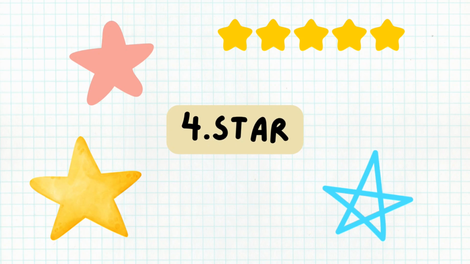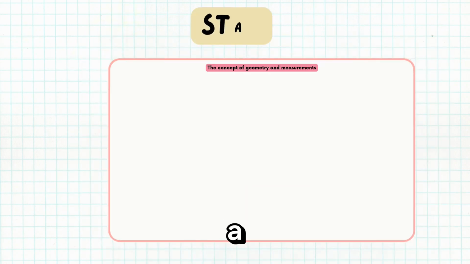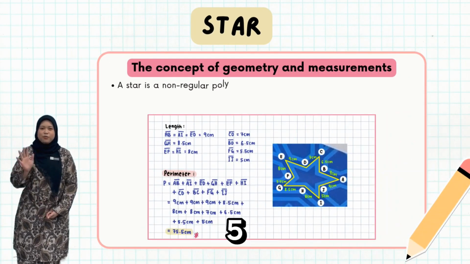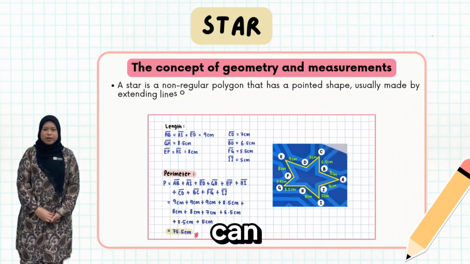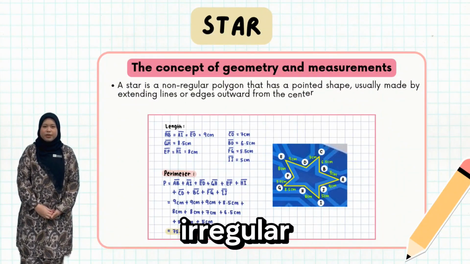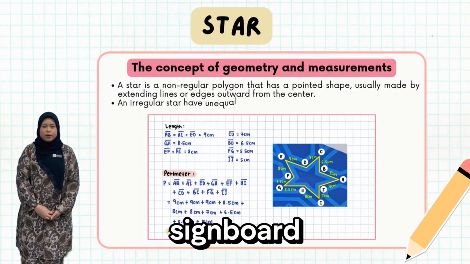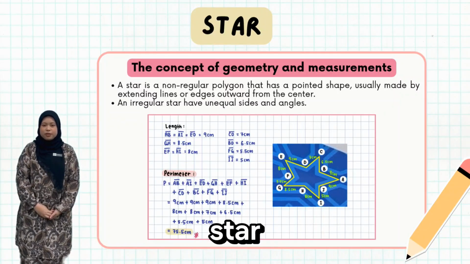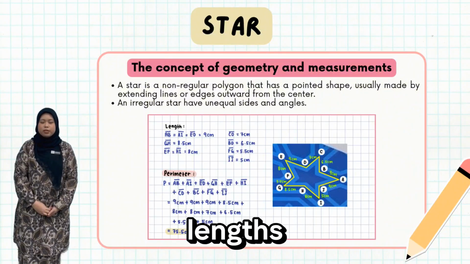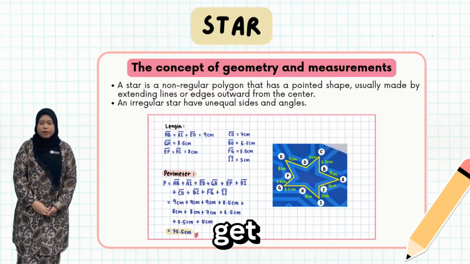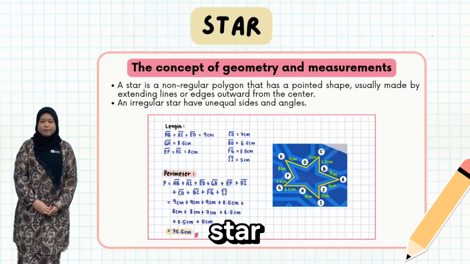A star is a shape that usually has 5 or more points. The lengths of the points and the angles between them can be different, especially in an irregular star. In the case of the signboard, it is an irregular star. So, to calculate the perimeter, we need to sum up all the lengths of the sides of the star, and then we get the value of the perimeter of the star.